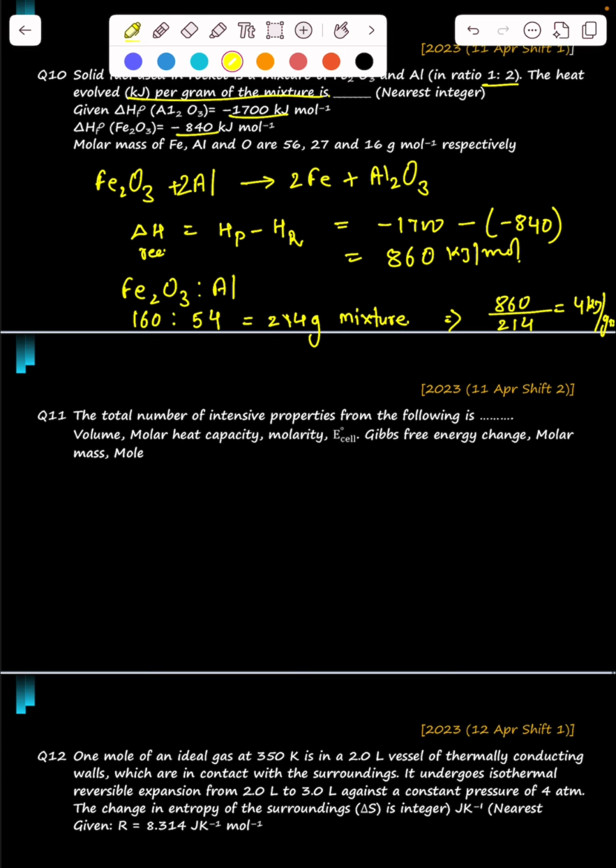Okay. Now move to the next question. The total number of intensive property from the following. Intensive property means whose value does not depend upon the amount and the size. So molar heat capacity is intensive, molarity is intensive, E cell is intensive, molar mass is intensive, volume, mole and Gibbs free energy is extensive. So we have answer 4.